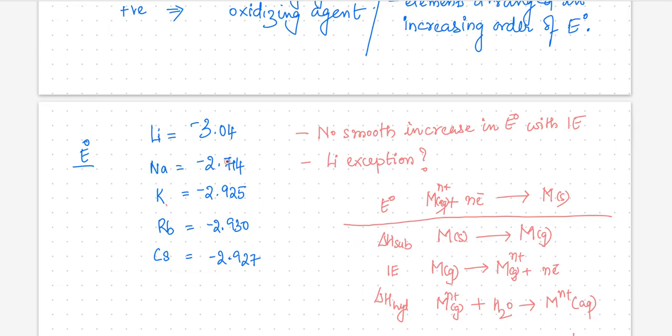For example, if you see the value of lithium, it should be the lowest. It should actually be a positive value because lithium has a very high ionization energy because of its small size. And because it has a very high ionization energy, we expect it to be a good oxidizing agent rather than a reducing agent. But the value of E naught, which is highly negative here, shows that this is a very good reducing agent. Okay, so how to explain these drastic differences?